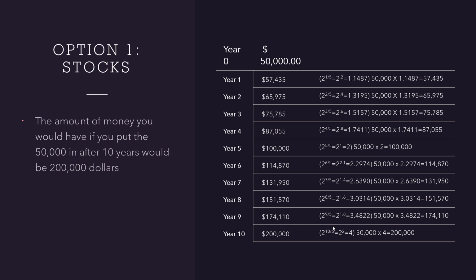The amount of money you would have if you put 50,000 in after 10 years would be $200,000. As you can see on the right, I have my calculations for every year and how you get from 50,000 in year 0 to 200,000 in year 10.